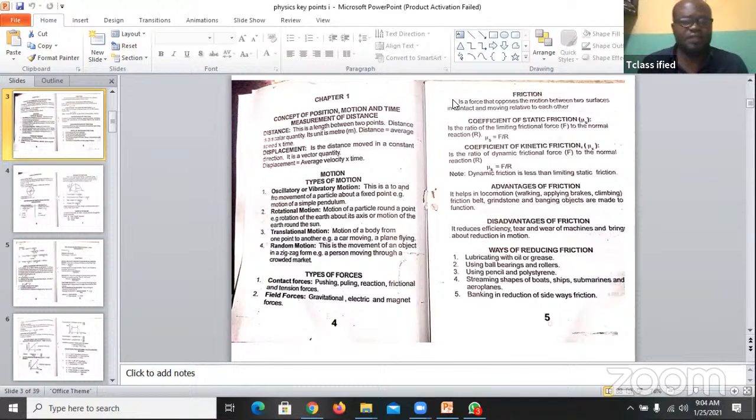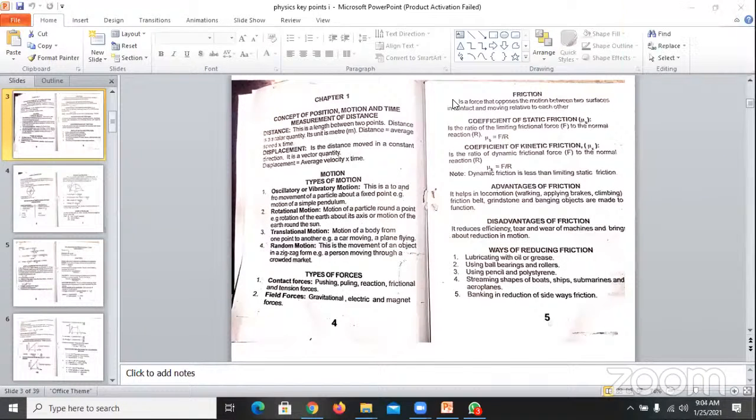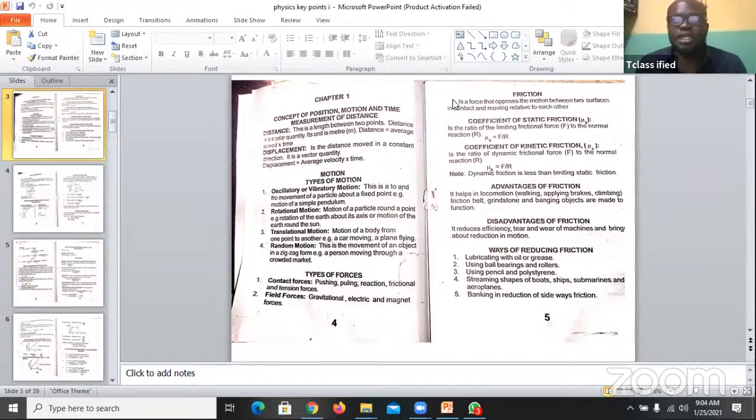Chika, do you understand the difference between contact force and field force? Yes, sir. Okay. So you could be asked, what are examples of contact force? You'd be able to say that examples of contact force are push, pulling, reaction, friction, and tension forces. Whereas examples of field forces are gravitational force, electric force, and magnetic forces.